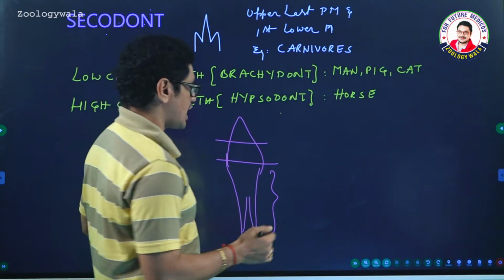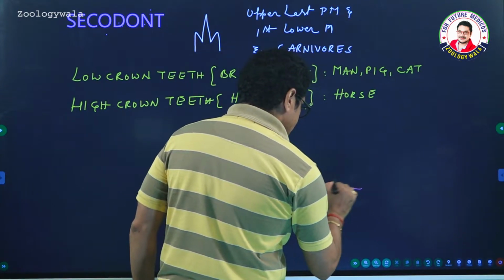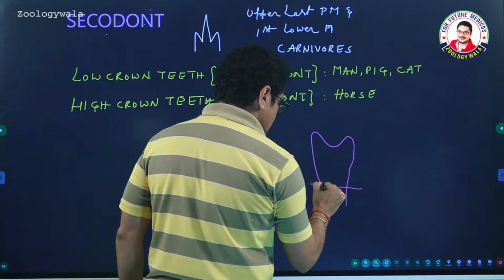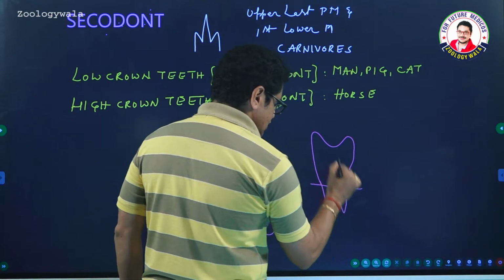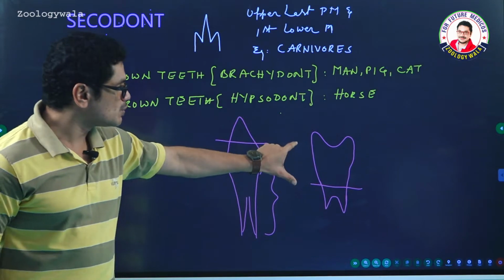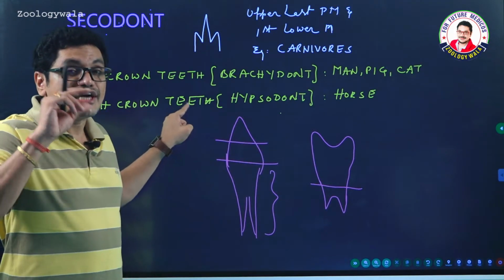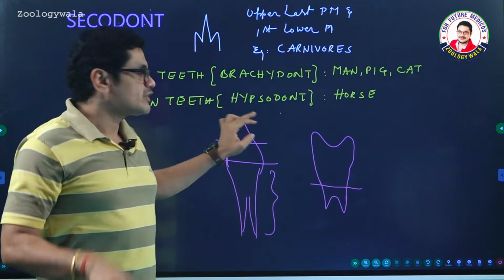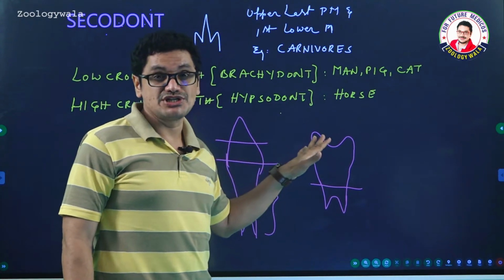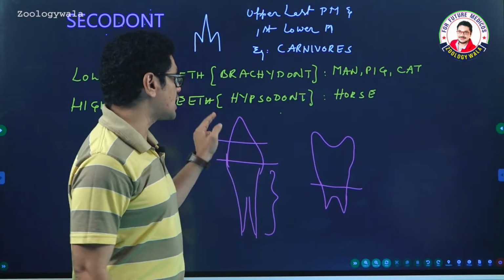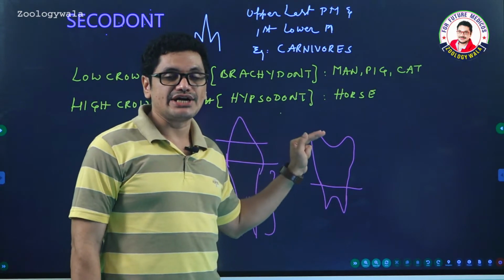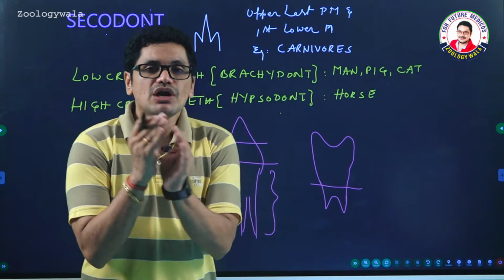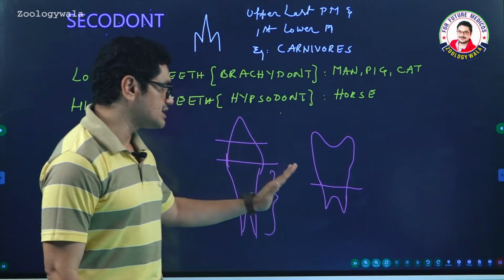Opposite to that is hypsodont. In case of hypsodont, imagine this is the tooth. Here the tooth will be like this, most of the tooth is generally visible. So these are called high crown teeth, which are seen especially in the molars of the horse. In hypsodont teeth, most of the crown portion is visible. The premolars and molars, the cheek teeth, generally appear like this.